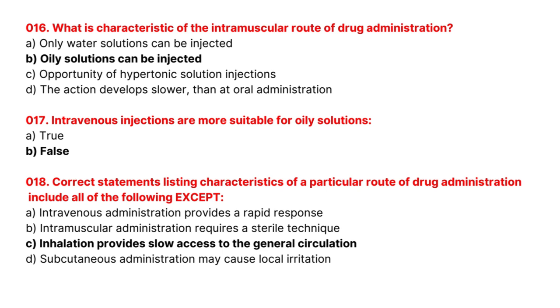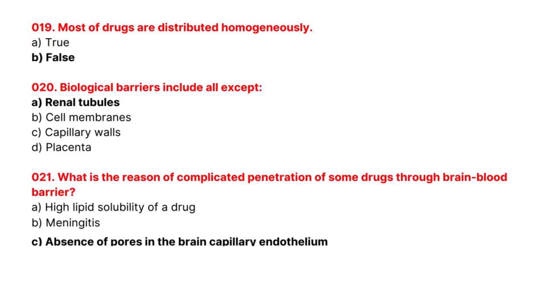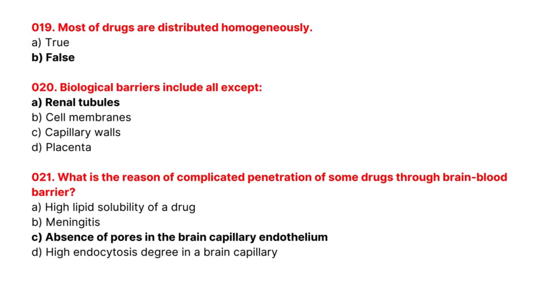018. Correct statements listing characteristics of a particular route of drug administration include all of the following, except A. Intravenous administration provides a rapid response. B. Intramuscular administration requires a sterile technique. C. Inhalation provides slow access to the general circulation. D. Subcutaneous administration may cause local irritation. Answer is C. 019. Most drugs are distributed homogeneously. A. True. B. False. Answer is B.